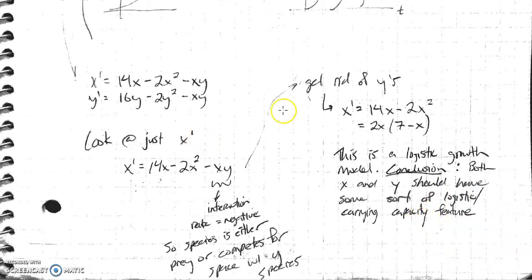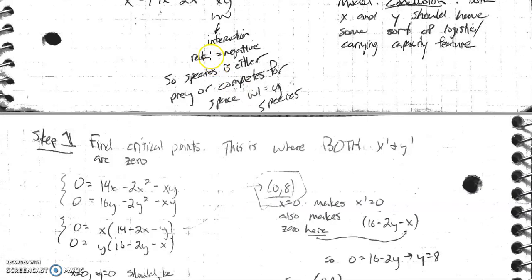So my conclusion, and I do this because, do you see that everything I looked at there, if I had done it for y, I would have said all the exact same things, except the 14 would have been a 16. My conclusion is that both x and y have some sort of logistic carrying capacity, and it wouldn't make sense for them both to be preying on each other, so maybe it's some kind of competition for space. So let's go down.